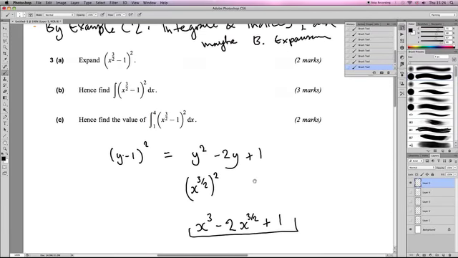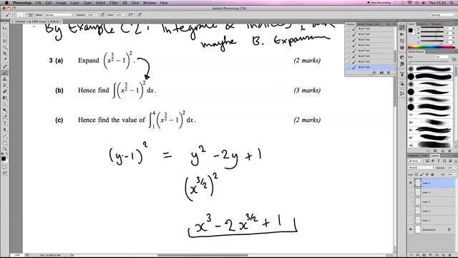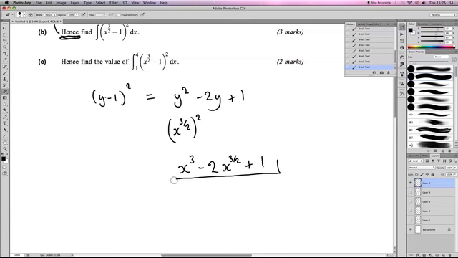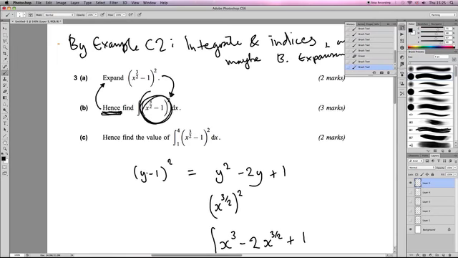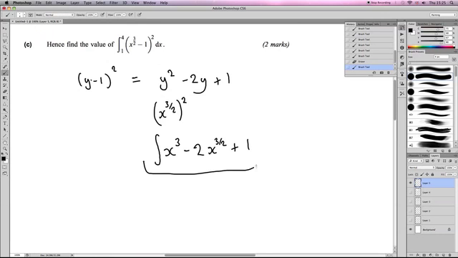The next part is hence integrate that bracket. This is the very important word here, hence. So the moment it uses hence, you're actually using something from the previous part. Now, what are we using from the previous part? We are using this thing right here. So we're not going to integrate this bracket squared, we're going to integrate this equation right here. So that is your part B. So, sorry, that's your answer for A and the start of part B. So we'll come back to that when we mark it.